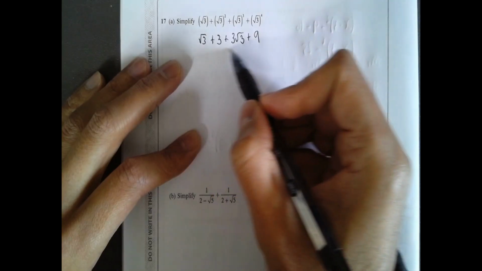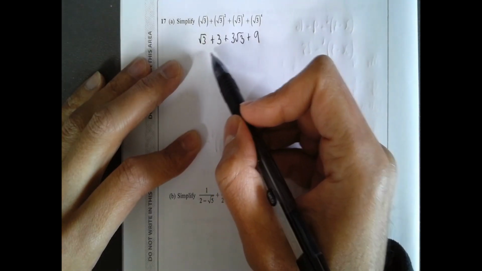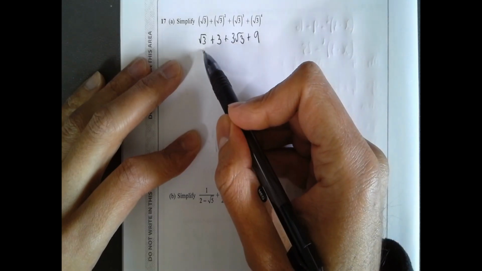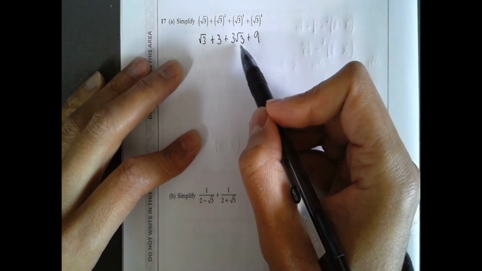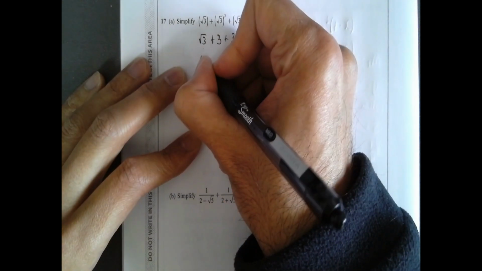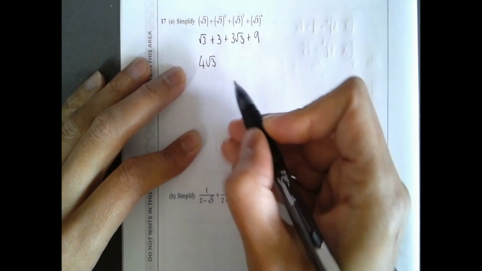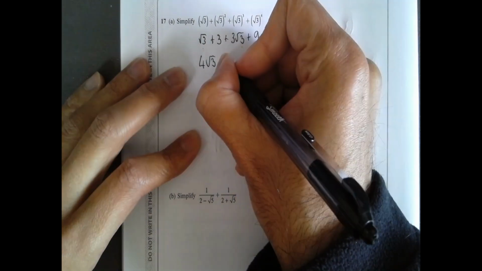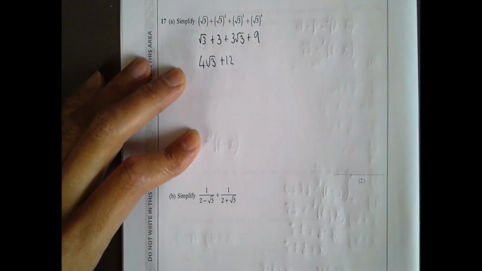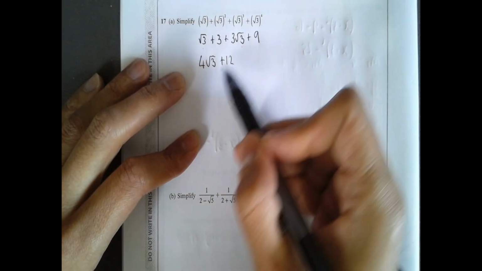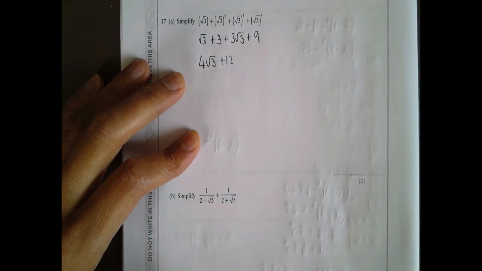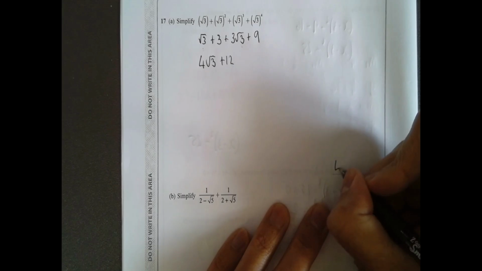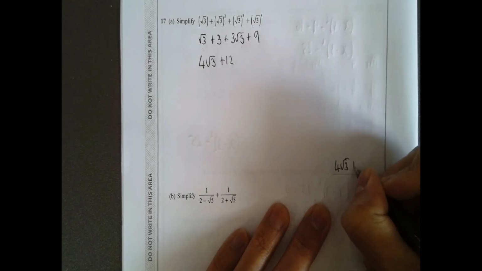So I've now got something that does simplify because I can see that I've got some like terms. That root 3 and that 3 root 3 are like terms, and if I add those together I get 4 root 3. Then this 3 and this 9 are like terms, and altogether that gives me 12. So my answer for this whole expression, simplified, is 4 root 3 plus 12. I can't simplify it any more than that, so that is my final answer: 4 root 3 plus 12.